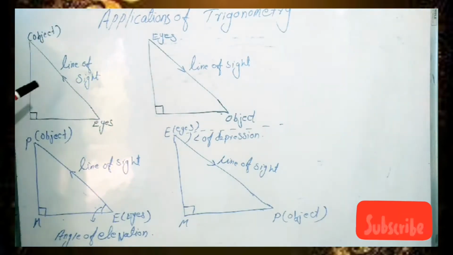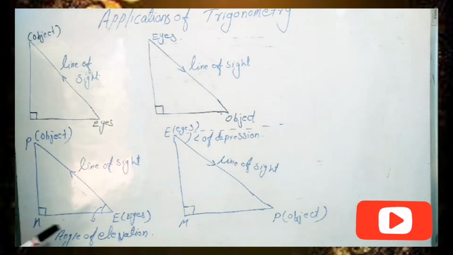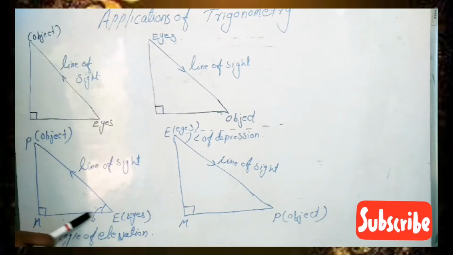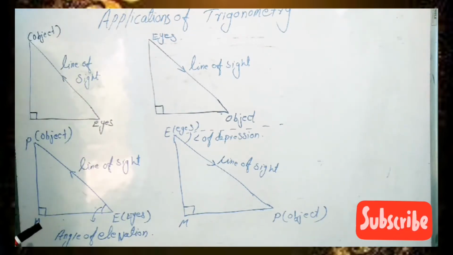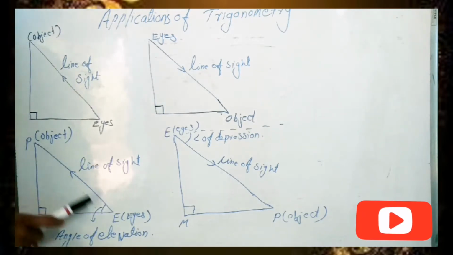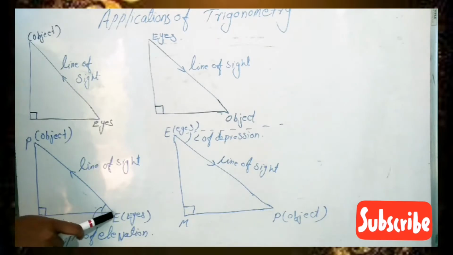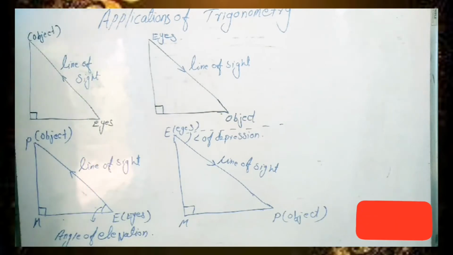The second important point is angle of elevation. Angle of elevation means if the object viewed is above the horizontal level, then the angle between the line of sight and the horizontal line through the eye is called the angle of elevation of the object viewed. That is called the angle of elevation.